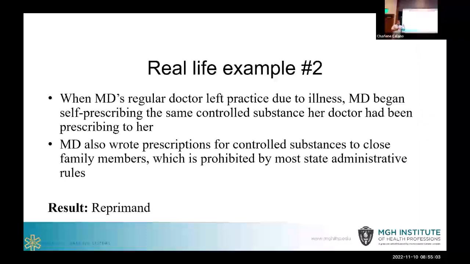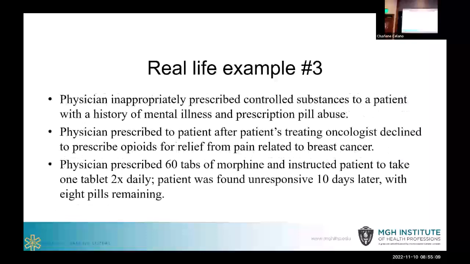But she didn't lose her license. She was able to keep practicing. But again, don't prescribe for yourself or family members. Even Zithromax, it's probably a virus anyway.